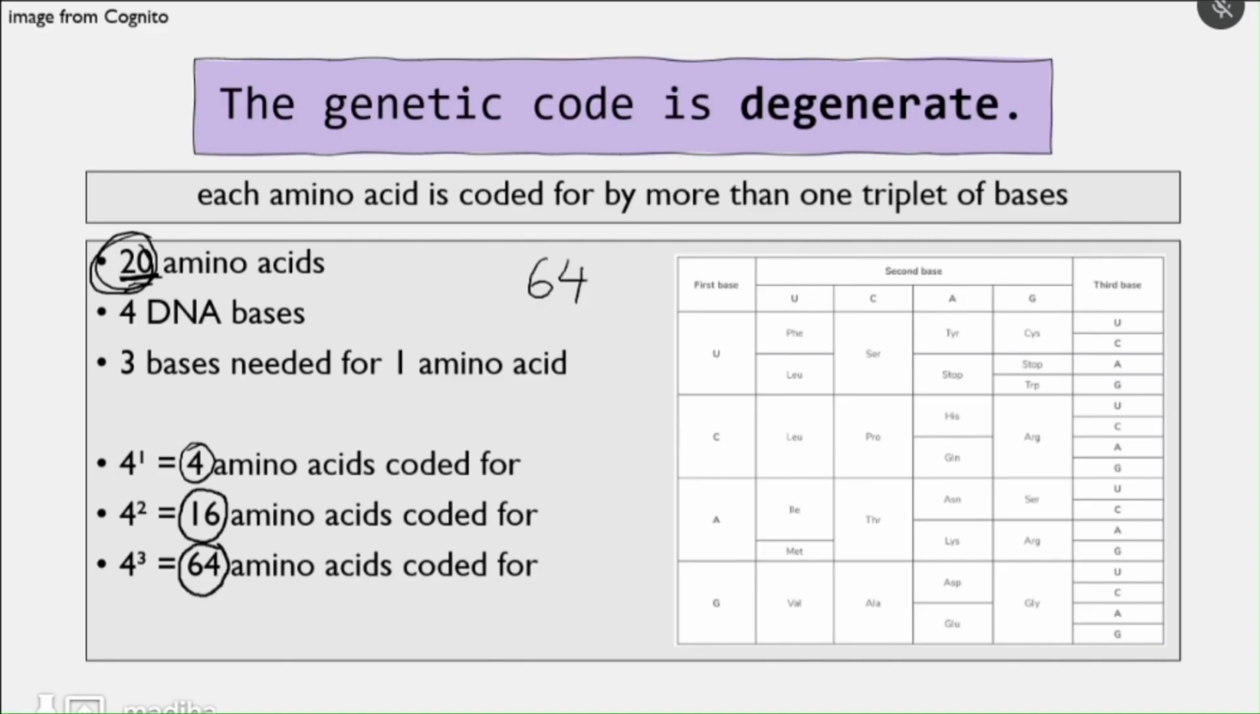As you can see in this table, ACU, for example, makes THR. ACC also makes THR. ACA also makes THR, and ACG makes THR. You kind of see what I mean. Multiple triplets can make an amino acid. That's essentially what degenerate means. It means that more than one triplet of bases can make an amino acid. So each amino acid is coded for by more than one triplet of bases. And that's what degenerate means.